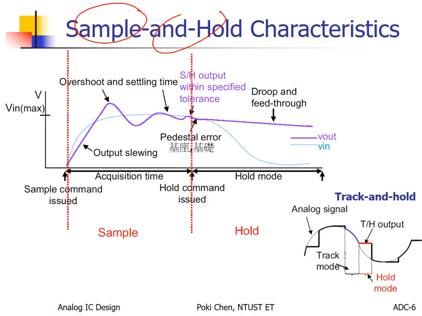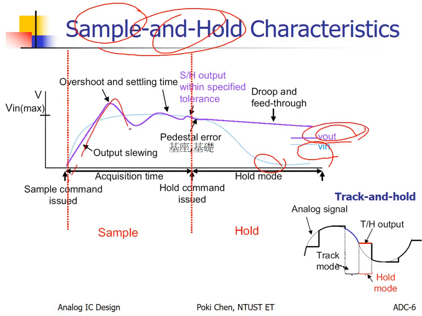For example, the dashed line is your input. We try to trace the output of sample and hold to be hopefully exactly the same as your input during such kind of sample and hold process. So from the beginning, the output needs to trace the input, and finally you can see, wow, they are exactly the same. That is only in theory. After some time duration, your output for sample and hold will be exactly the same as the input.